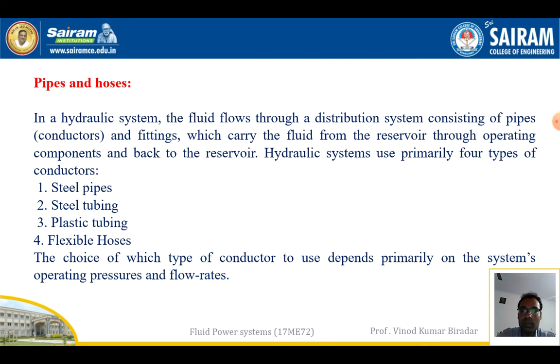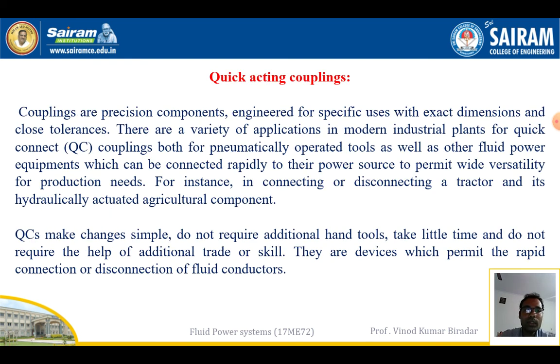They may be chosen depending upon the choice of the company. The choice of which conductor to use depends primarily on the system operating pressure and the flow rates. These are the different types of flow rates. How you want the flow rate, that is the pressure and flow rate, based on that we are going to select the type of pipes. And the next one, the last one, is the quick acting coupling.